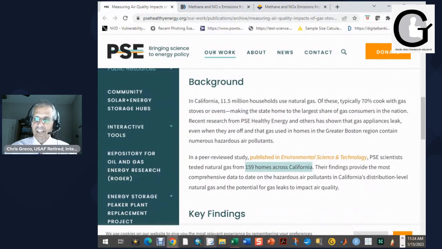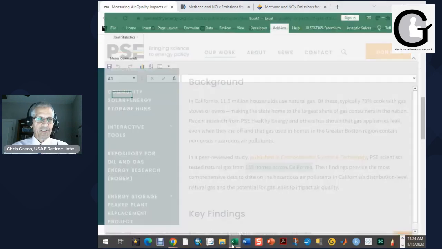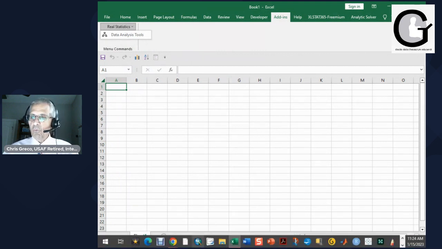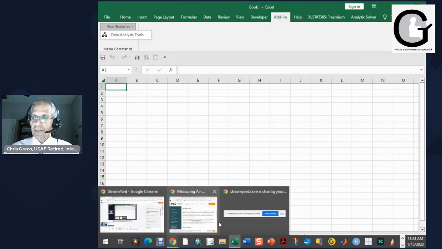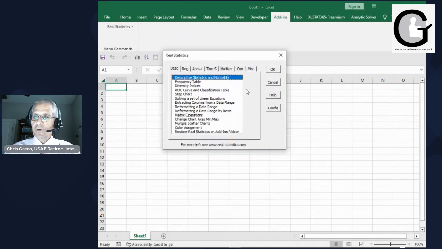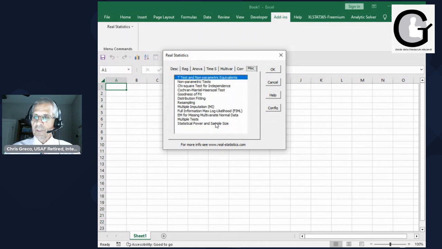Now, a lot of people might say, Chris, what is the difference? Well, I'm going to tell you. This is called statistical power. I'm going to go to an add-in here called Real Statistics. It's from a website, and what this data analysis tool does is it will tell you the statistical power, which is really kind of nice.